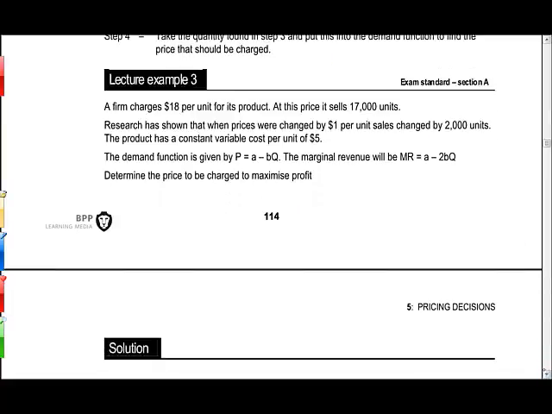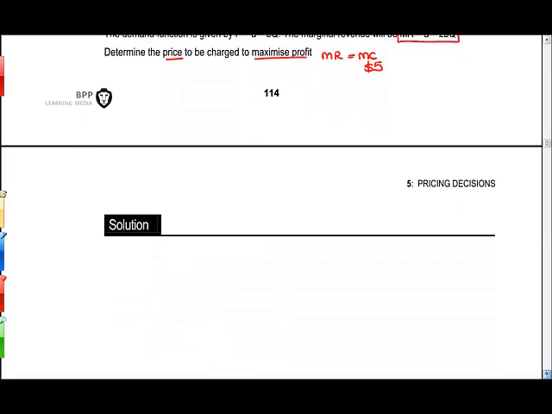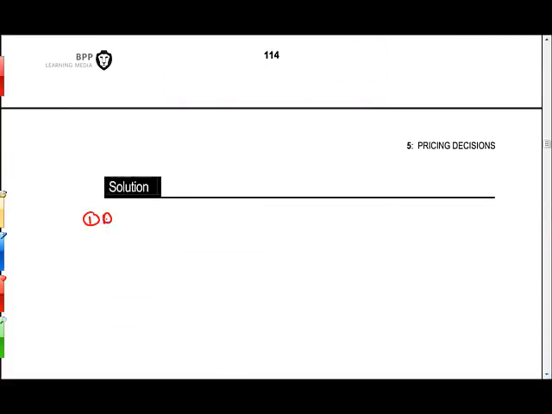In this example then, we're being asked to determine the price that should be used to maximise profit. And profit is maximised where the marginal revenue is equal to the marginal cost. And we're told here that the marginal cost per unit is equal to $5. So we need to work out the value for the marginal revenue, and in order to do that, we need to follow the four-step approach. So we're going to need to start off by working out the value of the demand function.